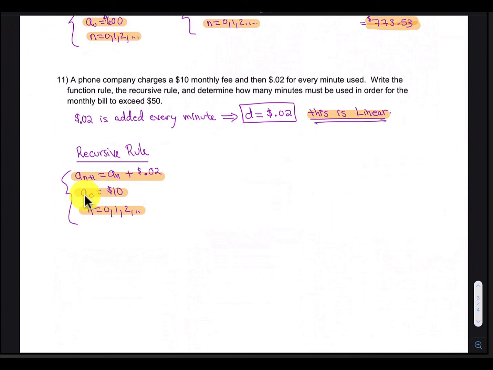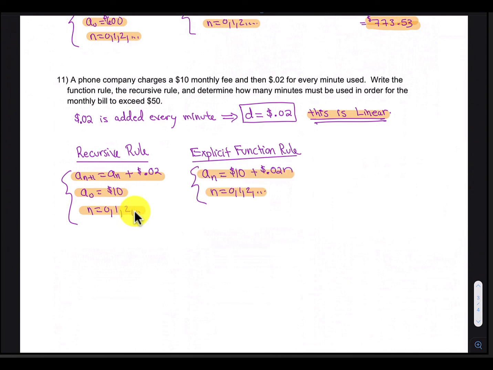We begin with A0 being $10 and N is 0, 1, 2, etc. For the explicit function rule, A sub n is equal to the number we start with, $10, plus the 2 cents for every minute, and then times n minutes. So 10 plus 2 cents times n. And of course n is 0, 1, 2, etc.